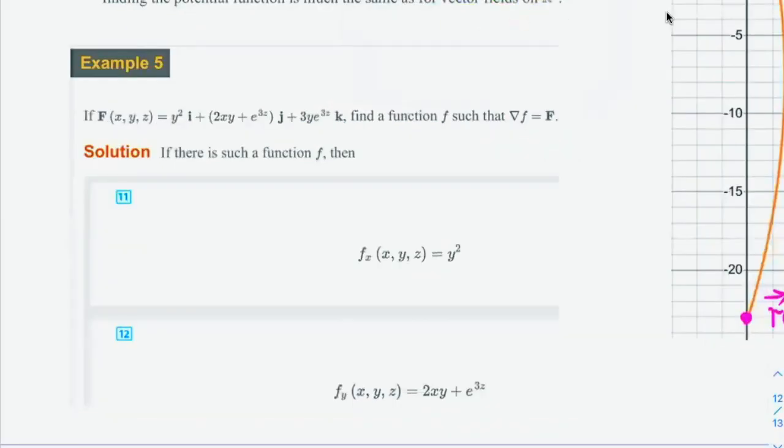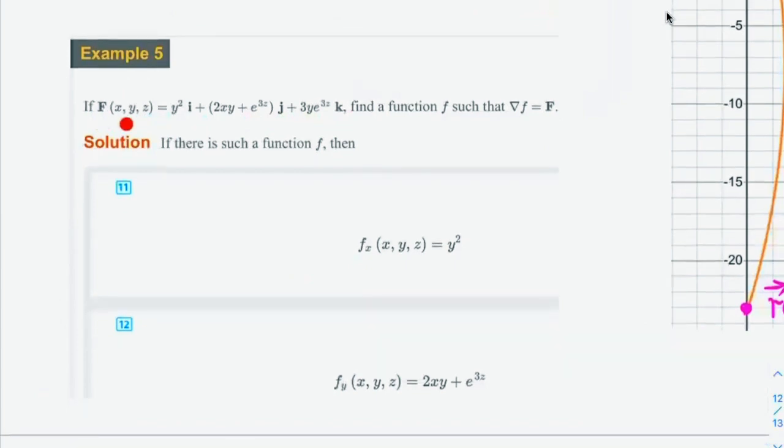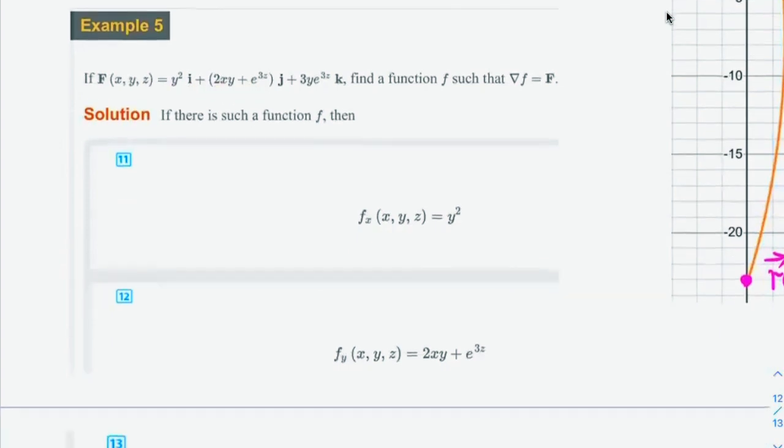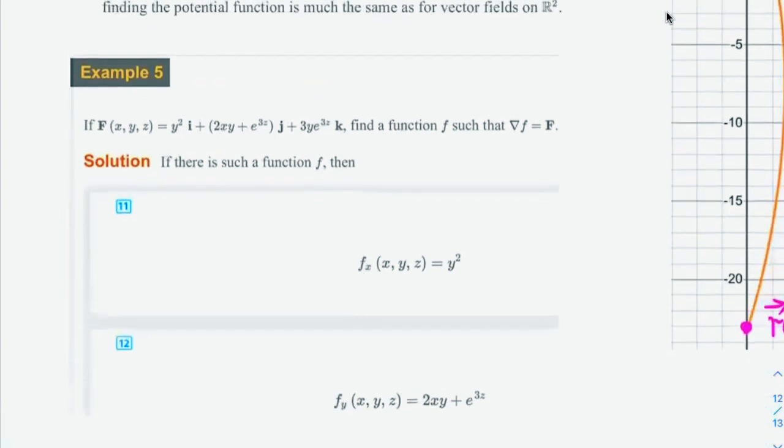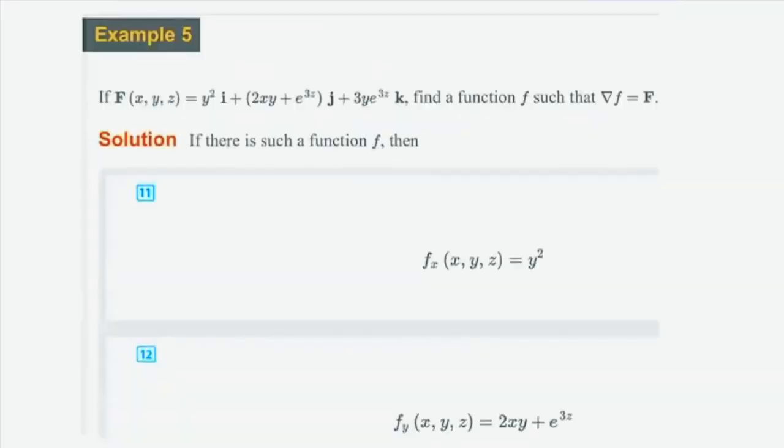The example we just went over was where the big F is a vector field on R2. In this example, the big F is a vector field in R3. We're trying to find its potential function, small f. The process is very similar to the last example, finding a potential function for a vector field in R2. In this example, we're given a vector field in R3. We try to find its potential function, small f.